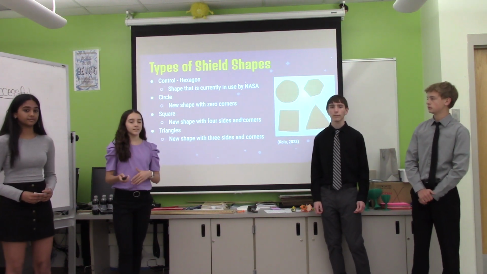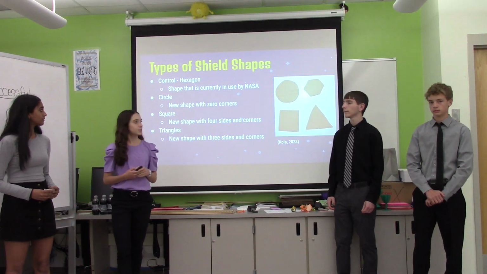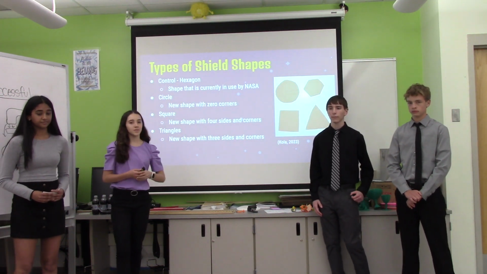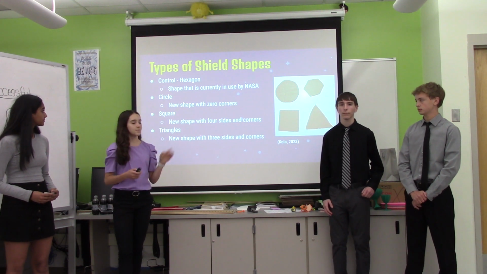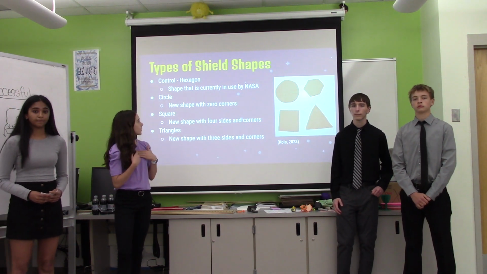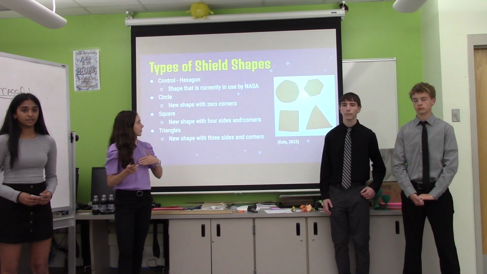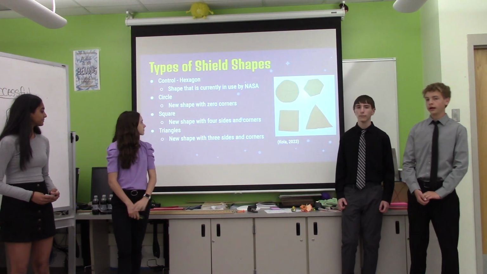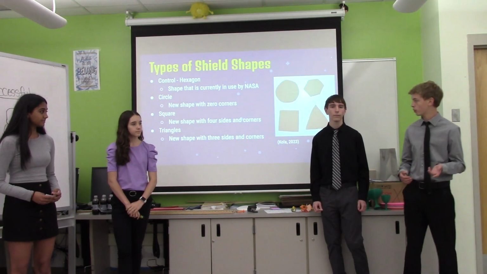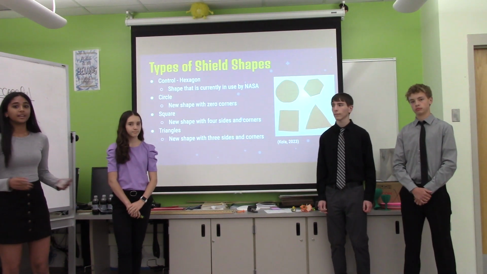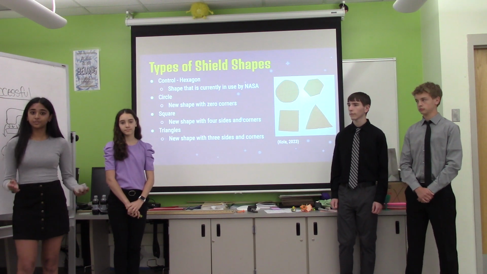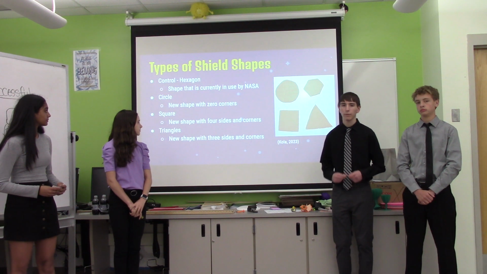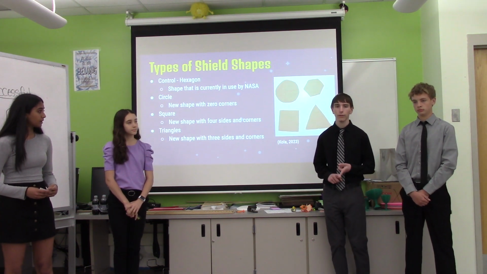Alright, so we're going to look at the types of heat shields that we chose. We thought that our control shape is going to be a hexagon because we know that that is a shape that is currently being used by NASA, and it is what we hypothesize is going to be the best shape. Next, we'll look at circle, and it's a newer shape with 0 corners and it's just round. And then we're going to look into squares, which is also a new shape, which has 4 sides and 4 corners. And the final new shape that we used to test was the triangle, which has 3 corners and 3 sides.